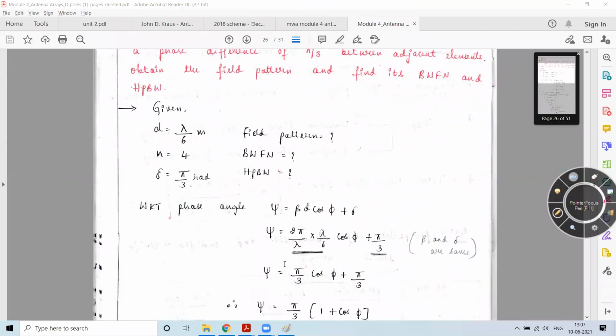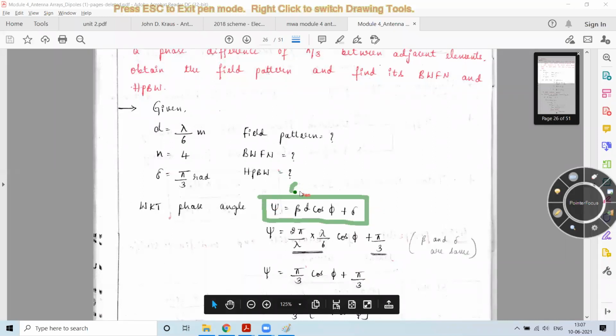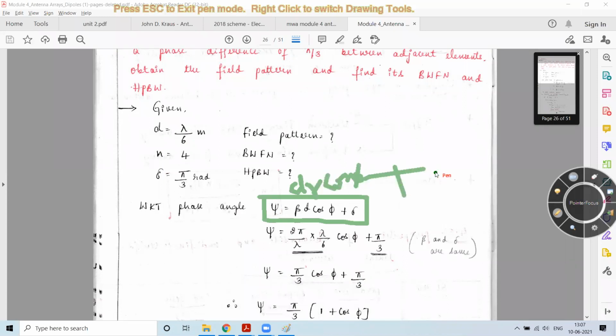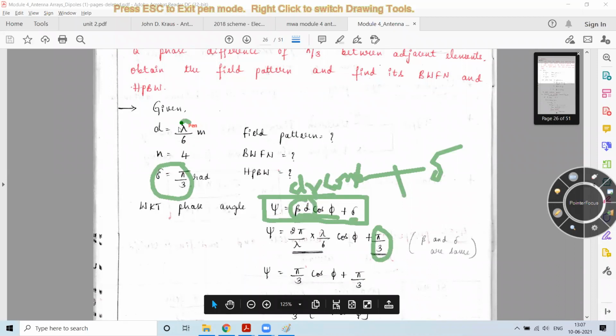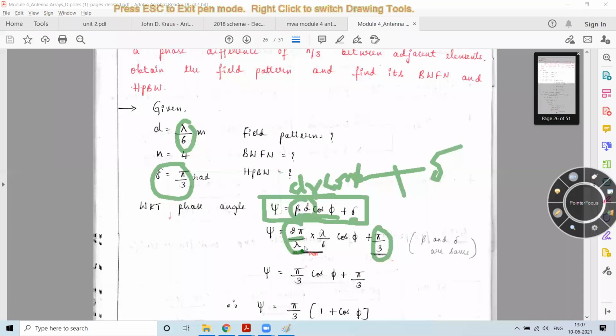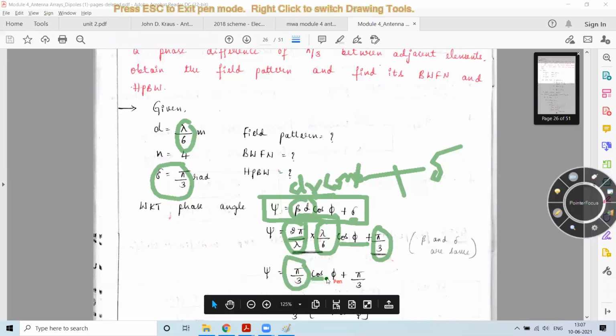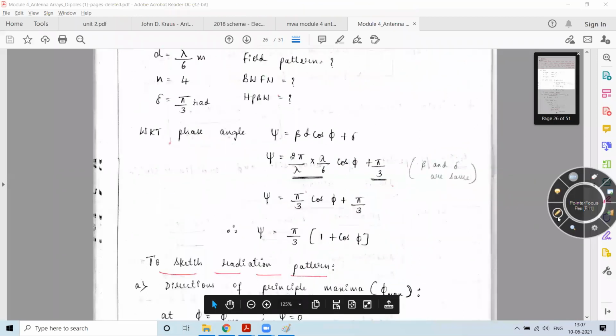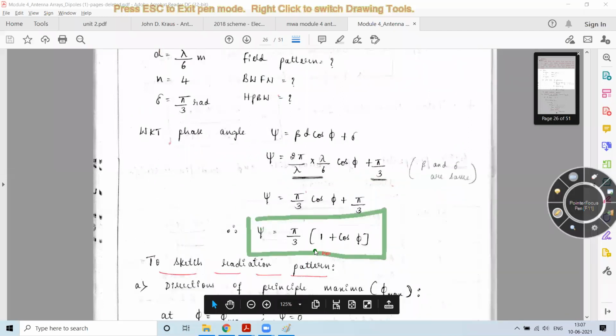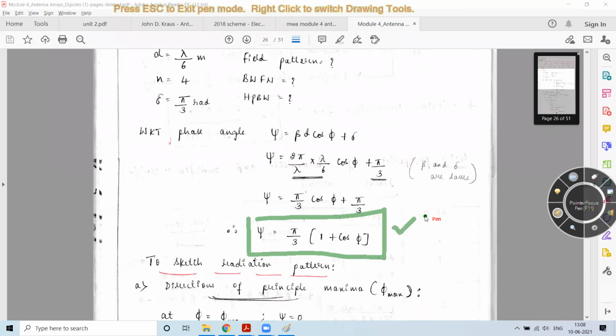So now let us move ahead with the problem. What is psi equal to? Psi is given as dr cos phi plus delta, where dr is nothing but beta times d. So it is beta times d into cos phi plus delta. Now, what is delta here? Delta is pi by 3, so that is substituted. Now substitute d is equal to lambda by 6. Beta is equal to 2 pi by lambda, and d is equal to lambda by 6. So when you simplify, beta times d becomes pi by 3 into cos phi plus pi by 3. So now I have psi is equal to pi by 3 into 1 plus cos phi. So now we know the phase with respect to the field representation: psi equal to pi by 3, 1 plus cos phi.